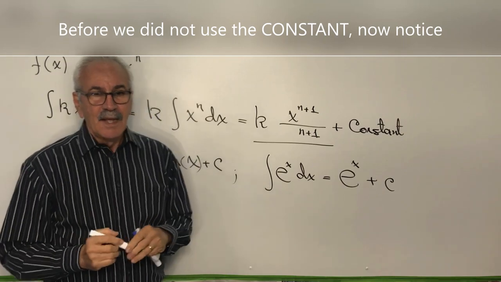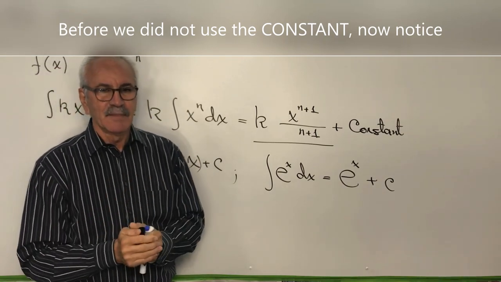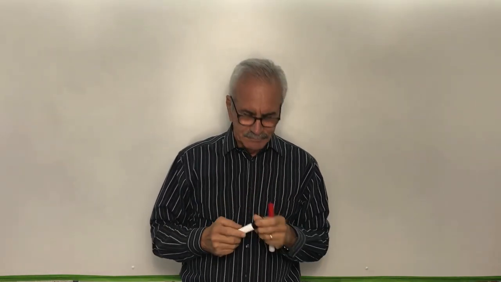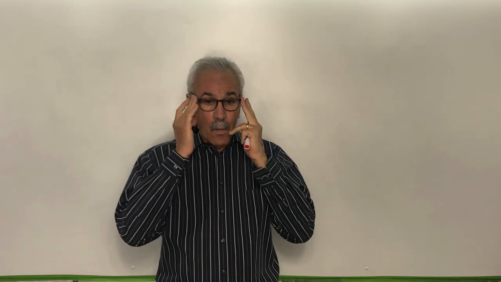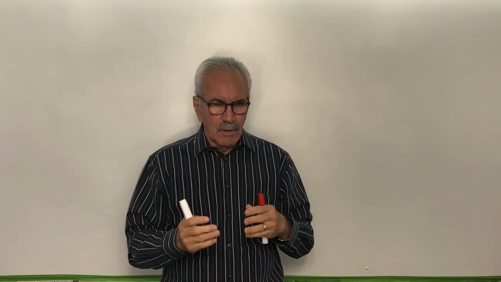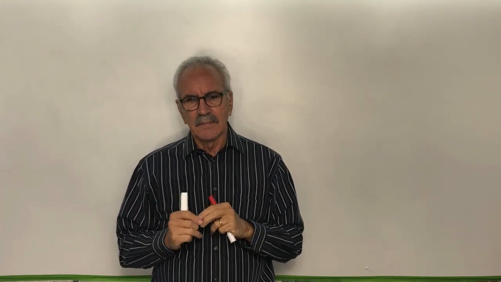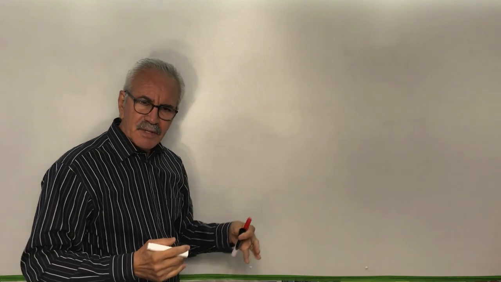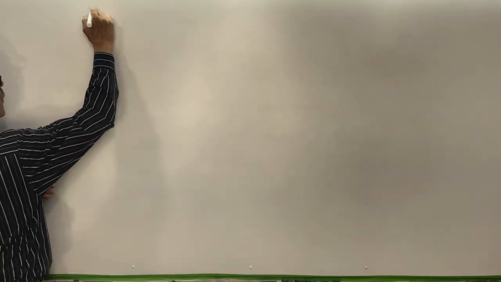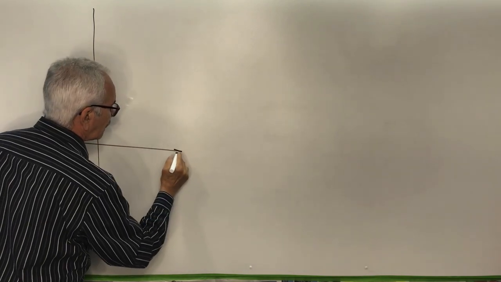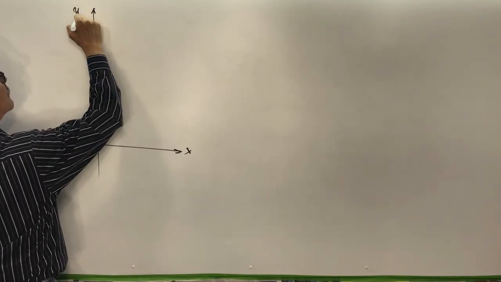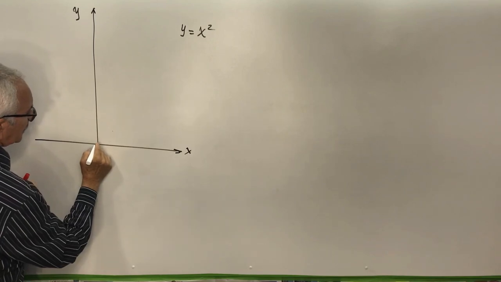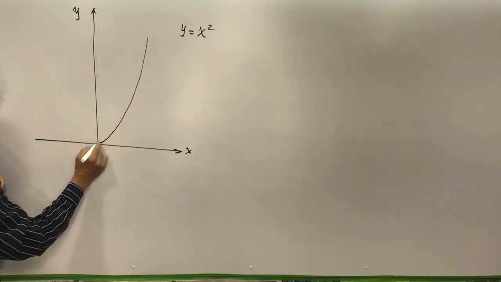Why plus c? Let's review this element using one example. So let's see the problem of the constant. The easier way to understand why the solution of the integral, indefinite integral, requires a constant is a graphic illustration. For example, let's suppose that we have the function y equals to x squared. So it will be something like this, approximately.